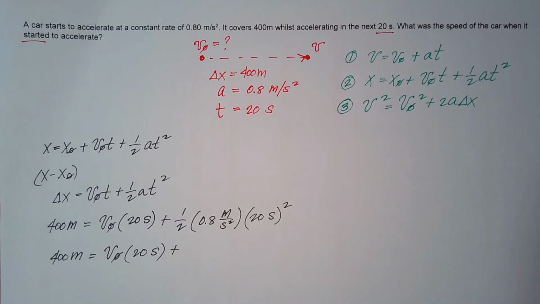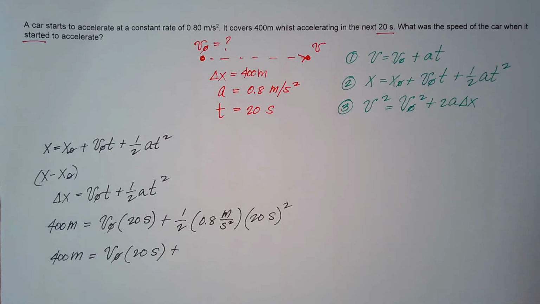Let me just calculate and see. That will give us 0.8 times 20 squared divided by 2, which will give us 8. Okay, 8, but let me take a look at this. Oh, it's not even 8 because it's 20 squared. That was my mistake.